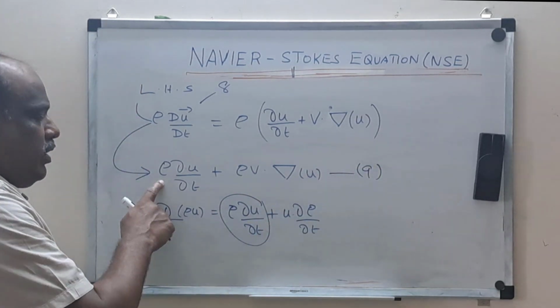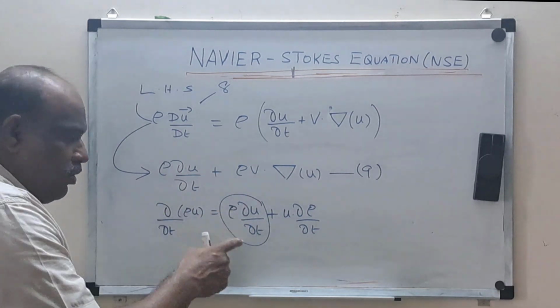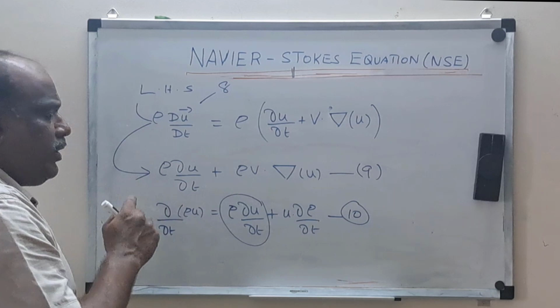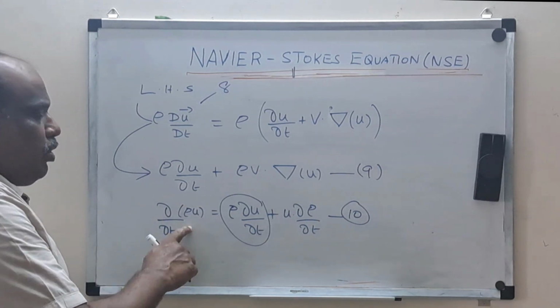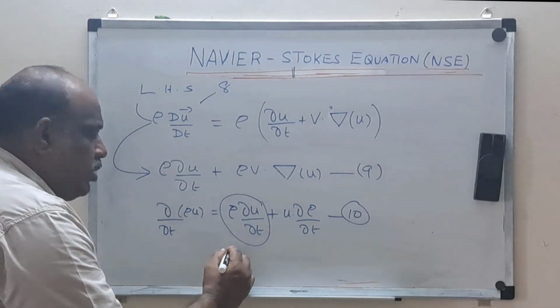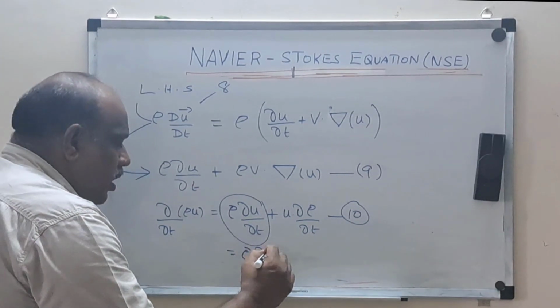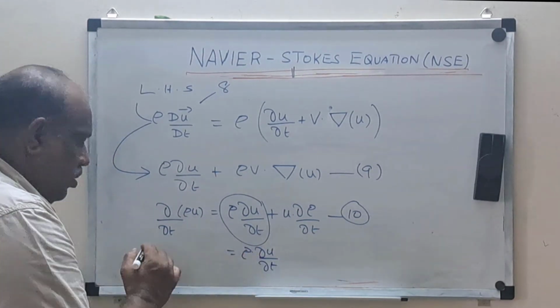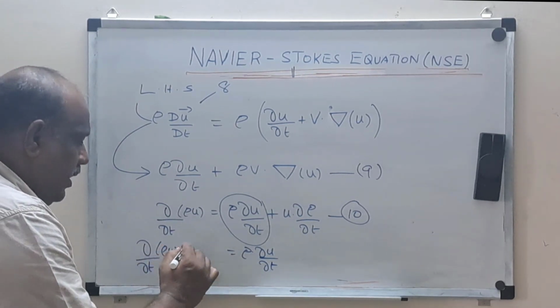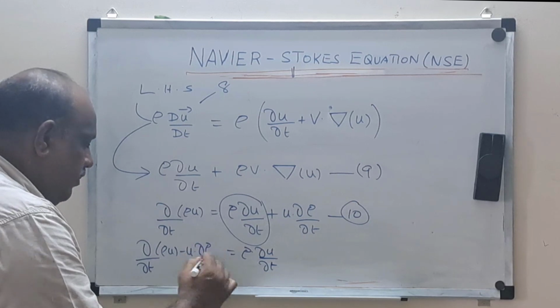In this I want only the term rho into dou u by dou t. So from 9, you try to get the value of rho into dou u by dou t. What is the value? Dou by dou t of rho u minus u into dou rho by dou t. So otherwise I will write one more step: rho into dou u by dou t will be equal to dou by dou t of rho u minus u into dou rho by dou t.